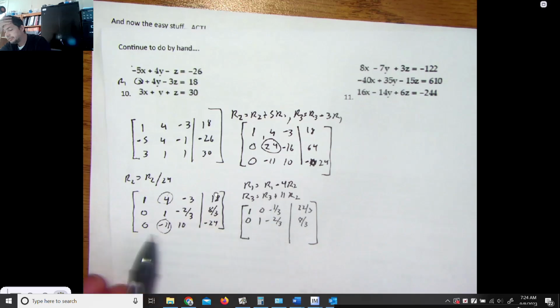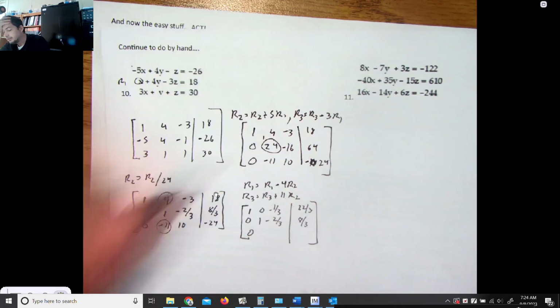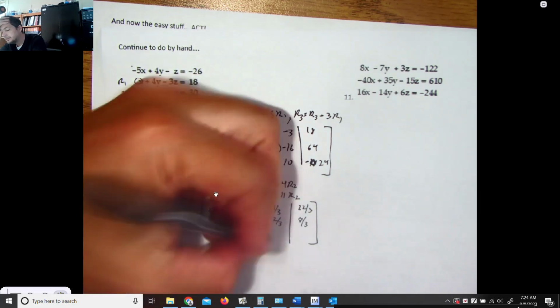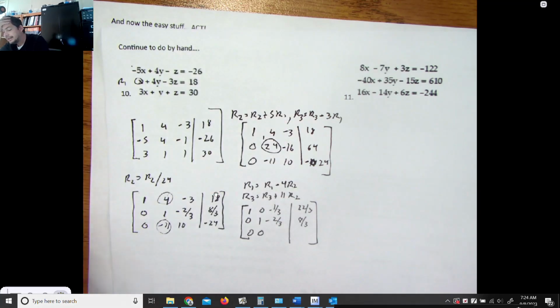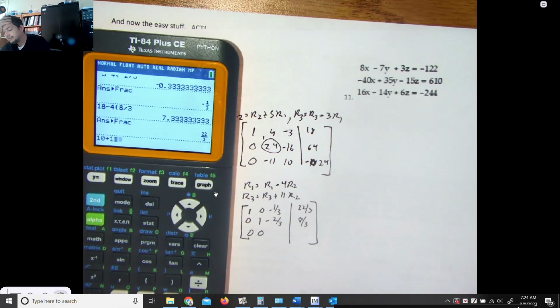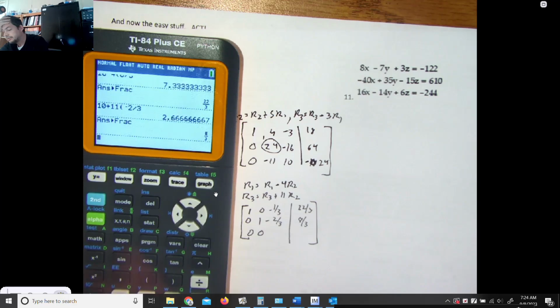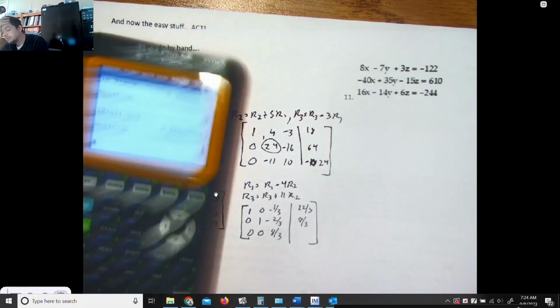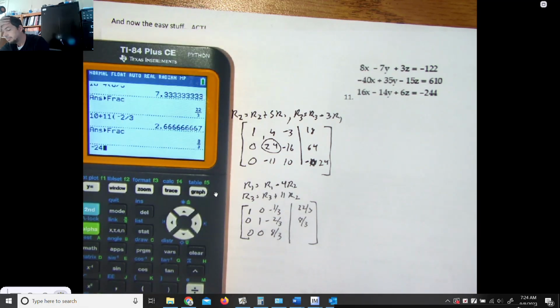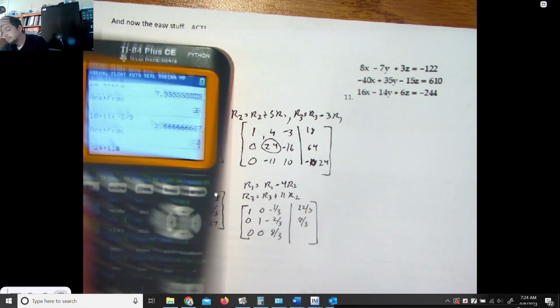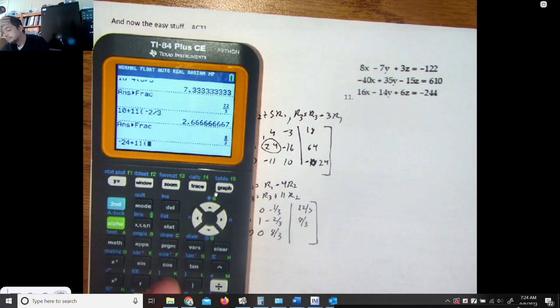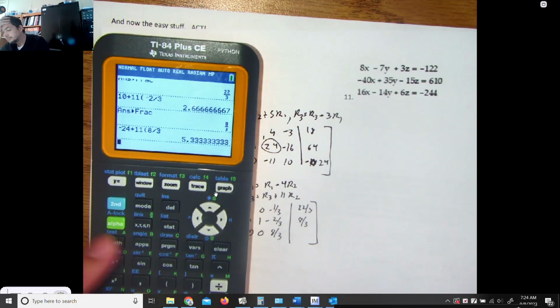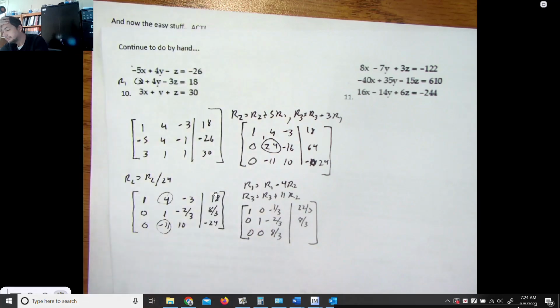Row 3 is row 3 plus 11 of these. So 0 plus 11 zeros is still 0. Negative 11 plus 11 ones is a 0. And then I got to do 10 plus 11 negative 2/3, which is going to be 8/3 when everything is said and done. And I got to do negative 24 plus 11 8/3. 16/3.